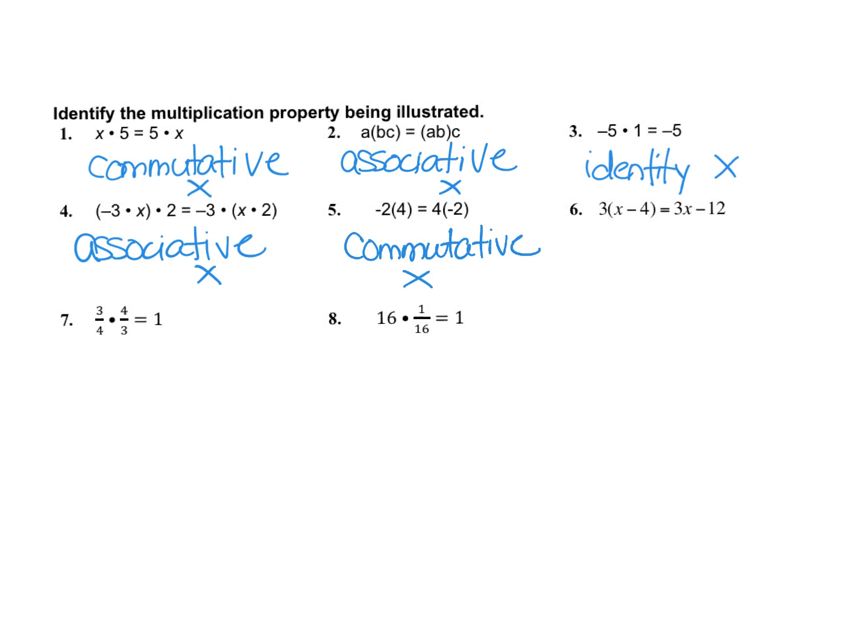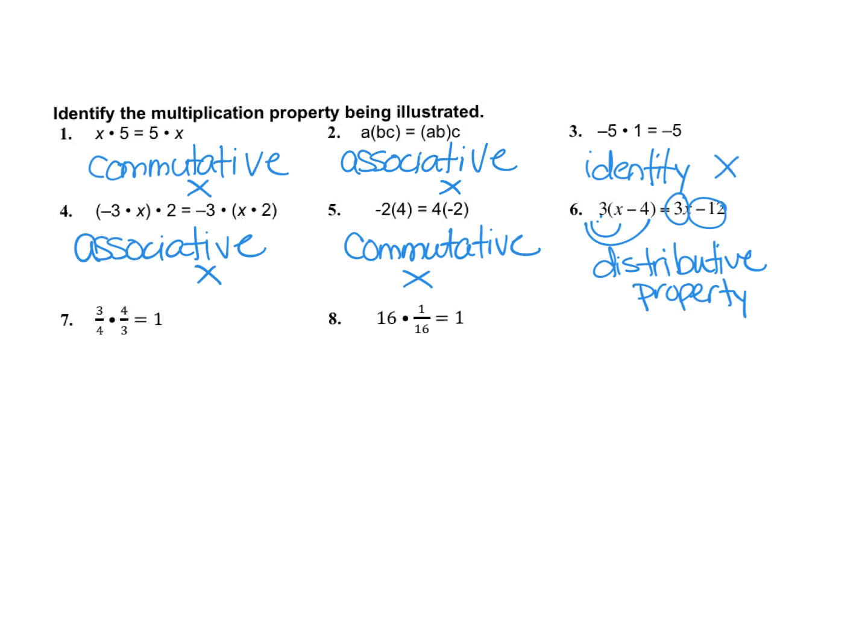All right, number 6. We have 3 times (x minus 4) is equal to 3x minus 12. Now in this case, what you'll notice here is I've taken 3 times the x, and I've taken 3 times negative 4. When I took 3 times x, I ended up with 3x. And then when I took 3 times negative 4, I got a negative 12. Remember, in this case, this is called the distributive property.